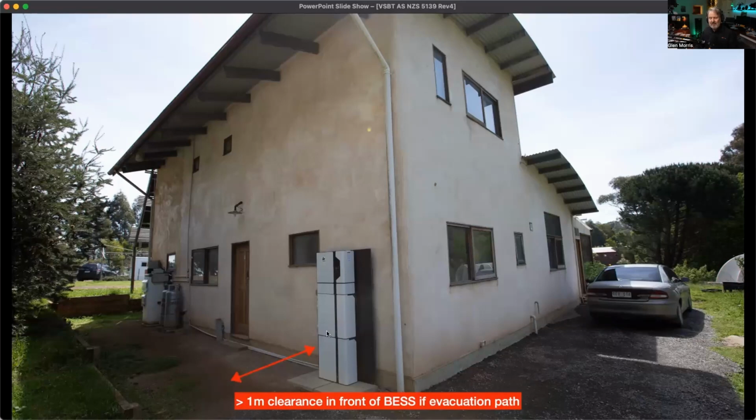Can I get past this battery system? Now, imagine I do actually have a fence around my house, which I don't, that would restrict my access to get past this battery system. Do I have 1 meter of clearance to escape my house in the case of a fire? Yes, I do. Plenty of room. So evacuation path, tick. This is the south side of the house, by the way. So let's see where else I can put it.